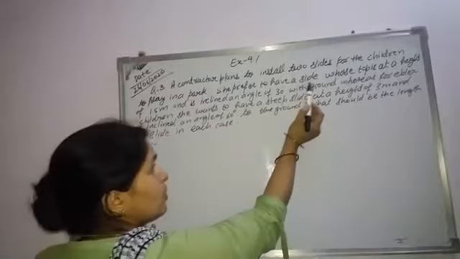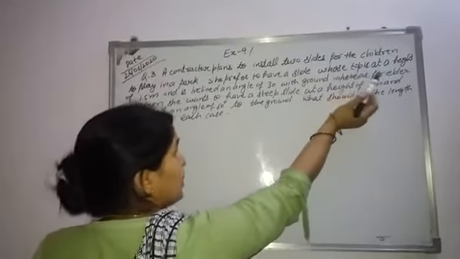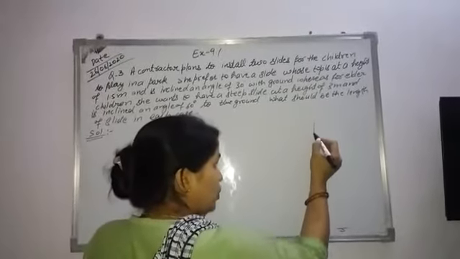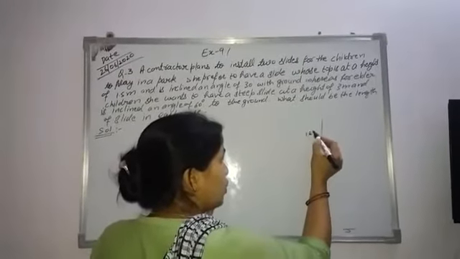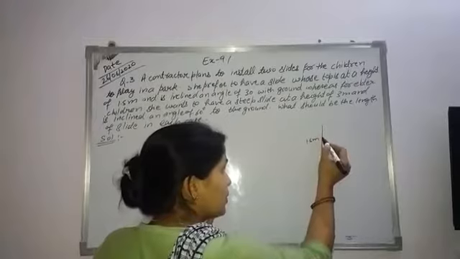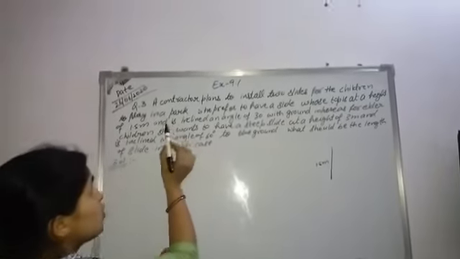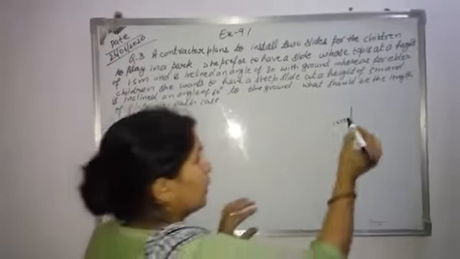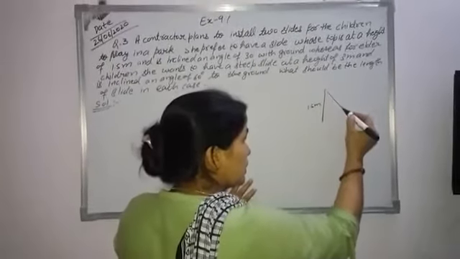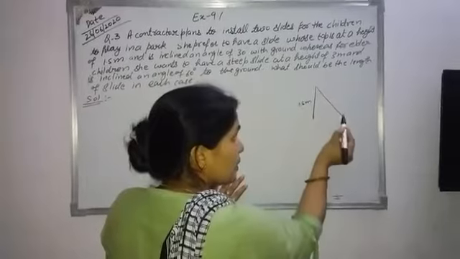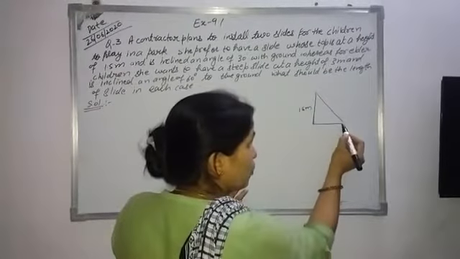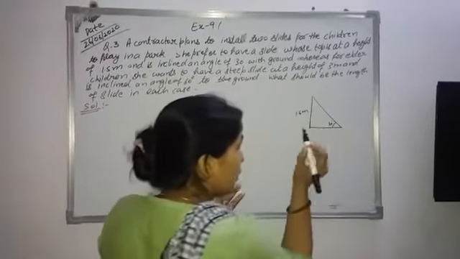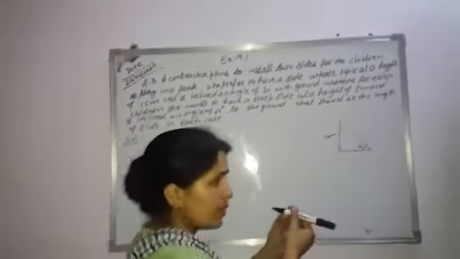She prefers to have a slide whose top is at a height of 1.5 meters. It means this is the straight line. Next, it is inclined at an angle of 30 degrees, and let us suppose this is the slide, and this slide is inclined at an angle of 30 degrees with the ground, and the ground is always a straight line.